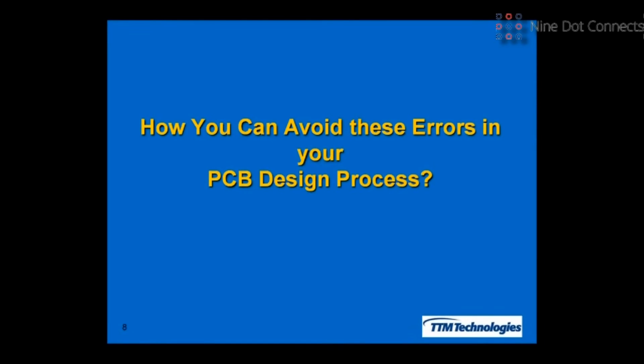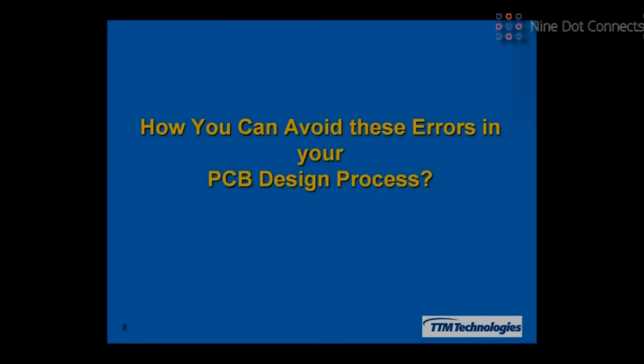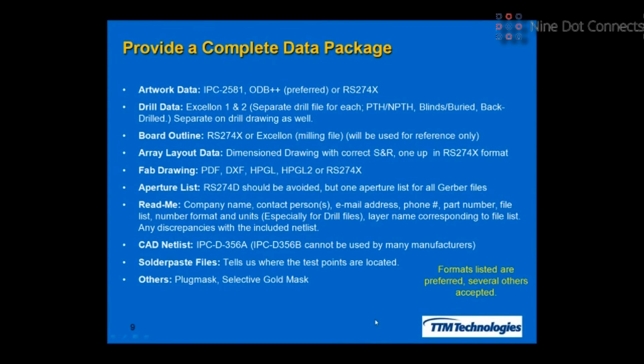So how can you avoid these errors in your PCB design process? I guess the first thing we talked about was the design package. Try to supply a complete design package that incorporates all of the things shown here, and we talked a little bit earlier about ODB Plus. There's a lot of different formats that we can take, including 2581 and ODB Plus. But again, supply all the proper information: the net list, the README file, the drawings.